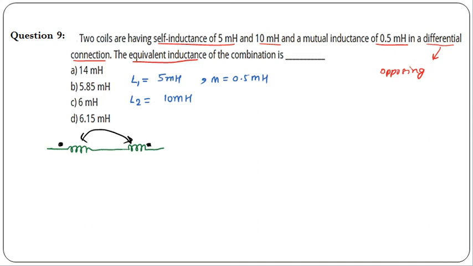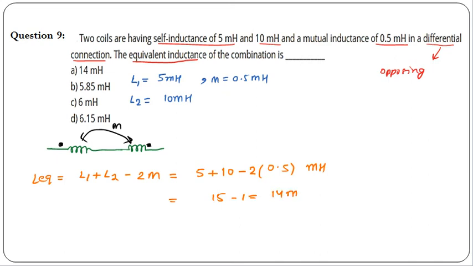The differential connection is given and mutual inductance value is given. So we have to calculate L equivalent. The L equivalent formula will be given by L1 plus L2, and for differential connection we have to write minus 2 into M. So L1 is 5 plus 10 minus 2 into 0.5, and this is in millihenry. So this is 15 minus 1, so it will be equal to 14 millihenry. So option A is correct.